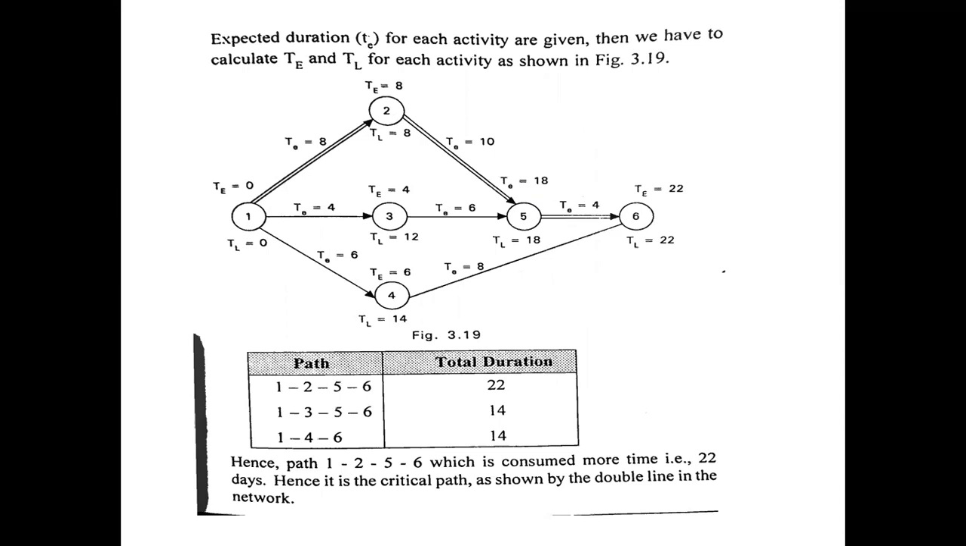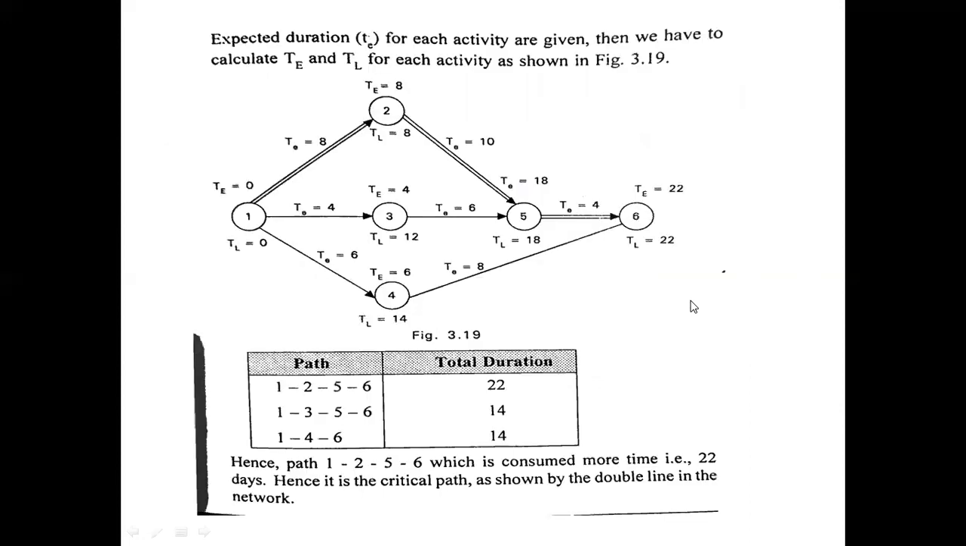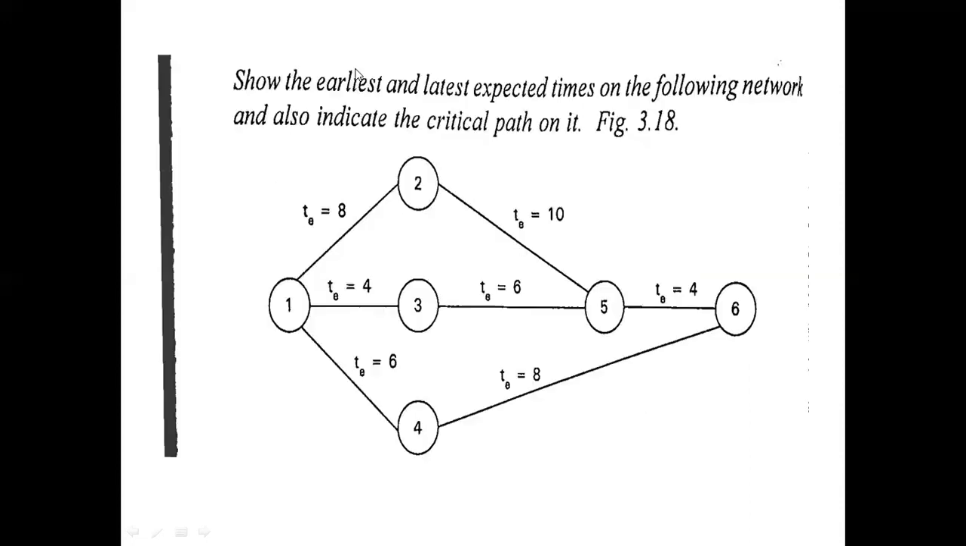Here, what is the given data? This is the problem figure. Each and every activity duration, the expected time, is given here. For the first it is 8 days, and next it is 4, 6, 8, 6, 10, and 4. So this is the solution. The expected duration for each activity is given, then we have to calculate TE and TL, that is, the earliest expected and latest expected times.